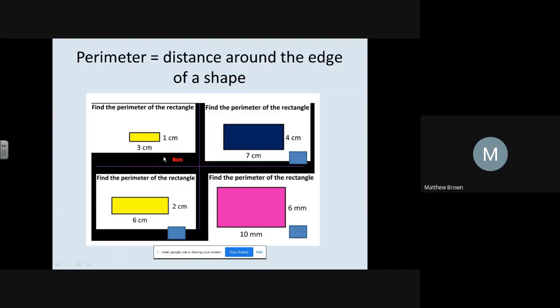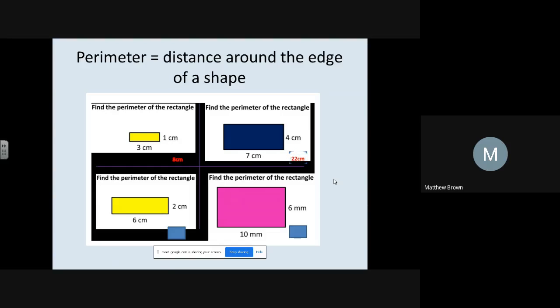That'll be 8 centimeters because all the lengths are centimeters. If you add them together, it's still centimeters. If you wanted to, you could have just done 3 plus 1 and doubled it because the opposite sides are equal on a rectangle. So if you could work out, please, the perimeter of the other 3 rectangles, pause the video and do that, and then come back and check your answers.